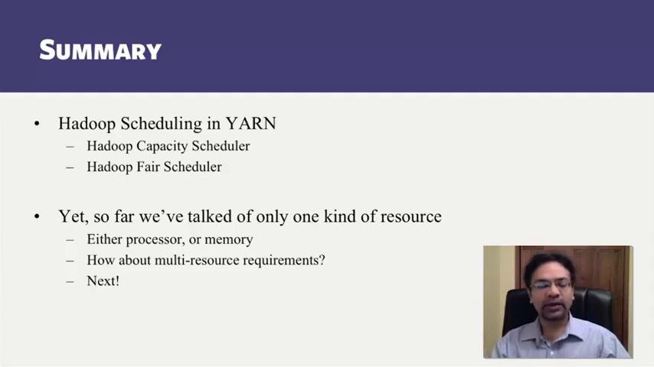Yet so far in this lecture and the previous lecture, we've only talked about one kind of resource. In the previous lecture it was processor. In this lecture it's predominantly memory. But typically jobs such as VMs, for instance, have multi-resource requirements. Some jobs may have some CPU requirements and also some memory requirements. And how do you handle these? We'll discuss this in the next lecture.